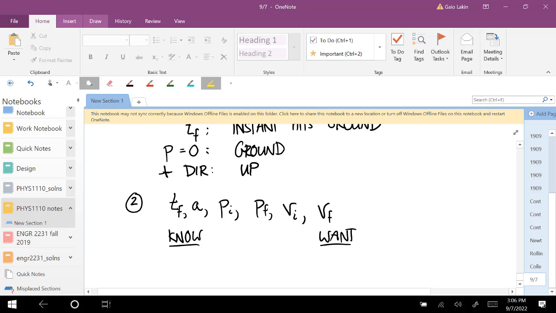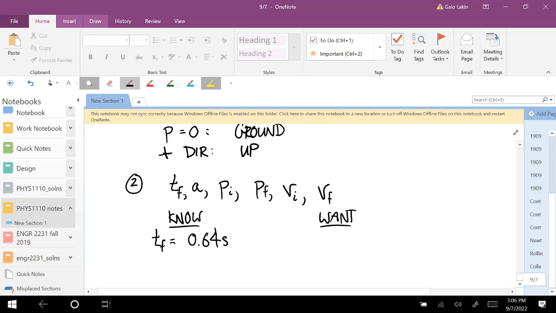Okay, do we know the seconds value for T final? 0.64. Yep, that's right. So TF is equal to 0.64. A is what we're trying to find. Do we know the initial position? It's positive 2, just because I chose 0 to be on the ground and positive up. So if you start at 0 and go 2 meters up, you're at plus 2. So P initial is positive 2 meters.